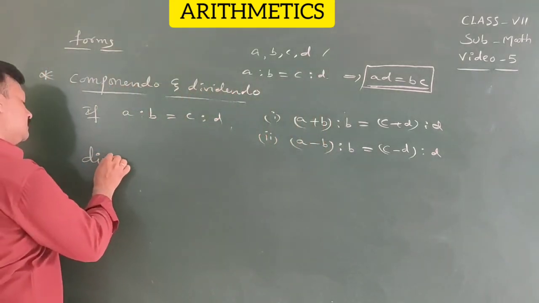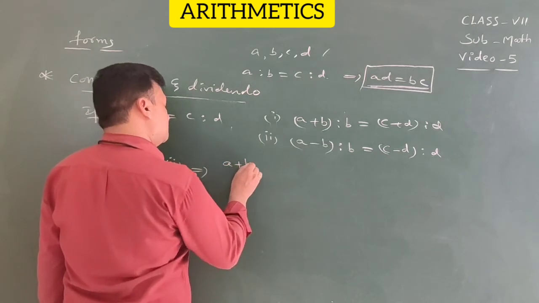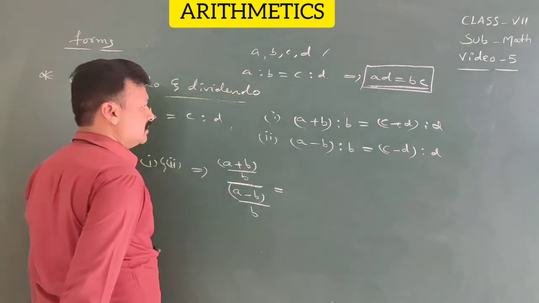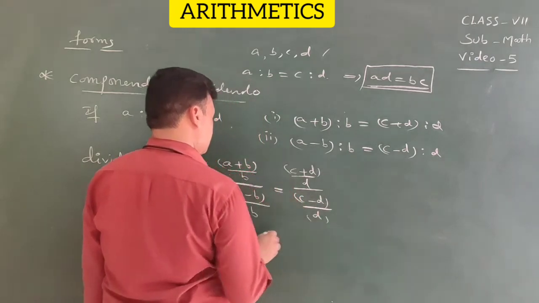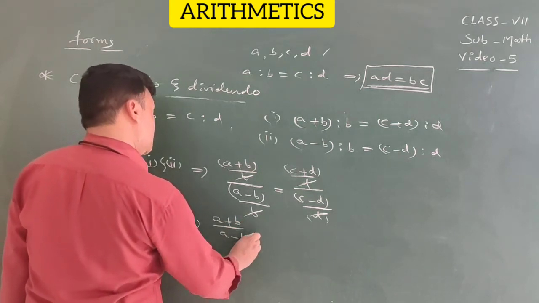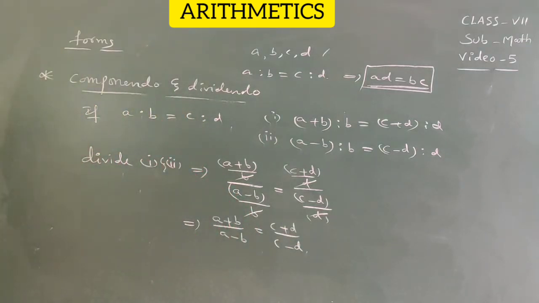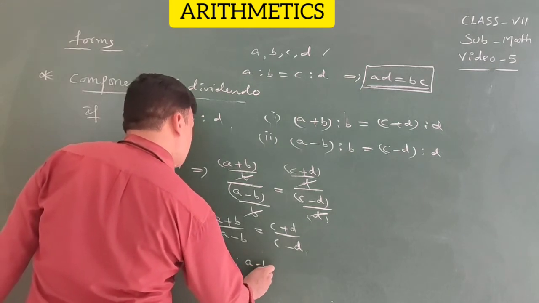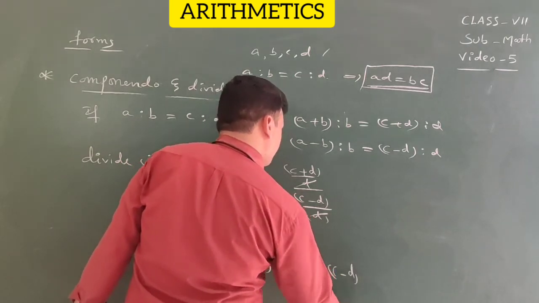If you divide 1 by 2, here A plus B by B by A minus B by B equal to C plus D by D by C minus D by D. So here B gets cancelled, D gets cancelled, and we get A plus B by A minus B equal to C plus D by C minus D, meaning A plus B is to A minus B equal to C plus D is to C minus D. This change is called componendo and dividendo.